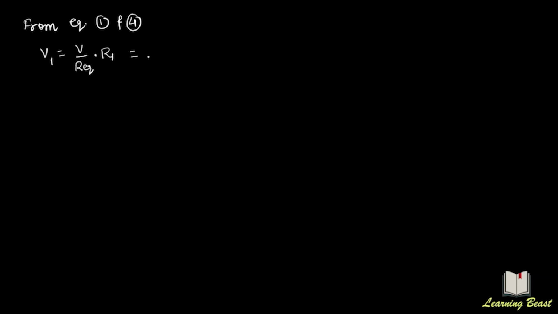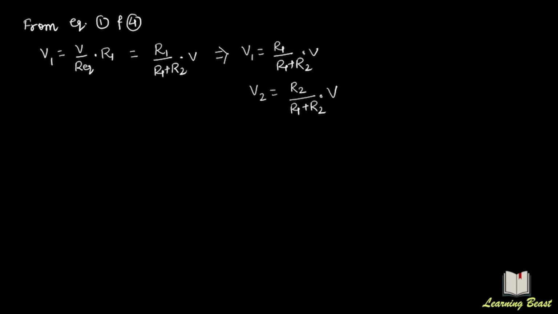So R equivalent is equal to R1 plus R2. So this equation can be rewritten as R1 upon R1 plus R2 into V. So I am writing here this V1 is equal to R1 upon R1 plus R2 into V. Similarly, we can also write from 2 and 4, V2 is equal to R2 upon R1 plus R2 into V.